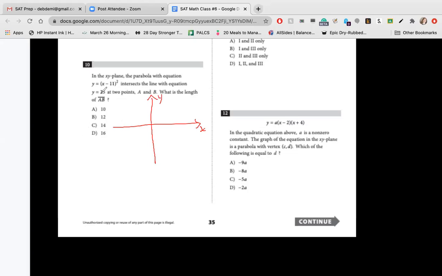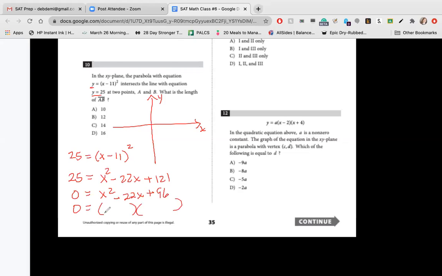So what I did was it intersects with a line y equals 25. So I'm going to substitute 25 in for that y. 25 equals x minus 11 squared. We're going to do the mature way of foiling that and get x squared minus 22x, Bryn will appreciate this, plus 121. And then I'm going to subtract the 25 and get x squared minus 22x plus 96. And I'm going to factor.